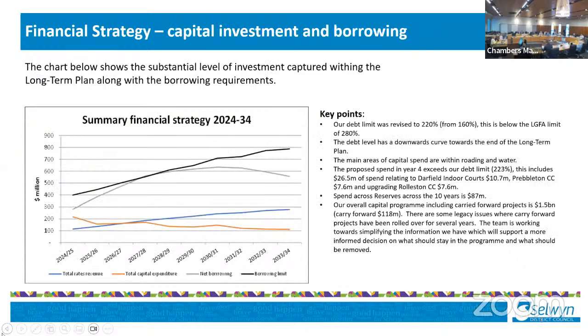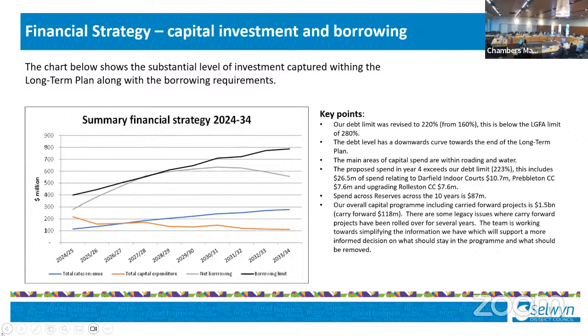Okay, so now we move into our capital investment and what our borrowing looks like. There's a chart on the left there. We've got 4 lines on there. Starting off with the blue line, that is our rates revenue. You can see that increasing over the duration. That covers current population and our projected growth as well.